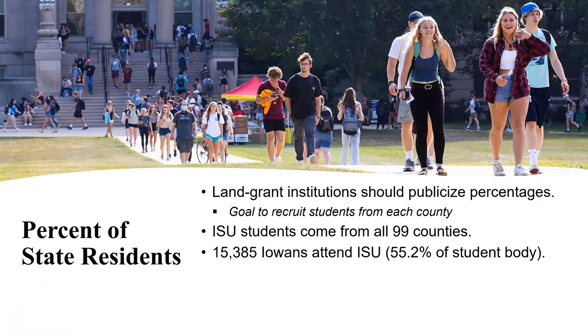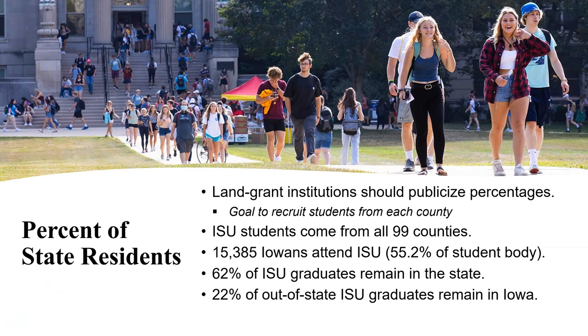Every land-grant institution should have data about state residents. Now, the goal in every state is to recruit students from each county. There are 99 counties in Iowa, and Iowa State is proud to have students from all 99 counties. That's the goal.